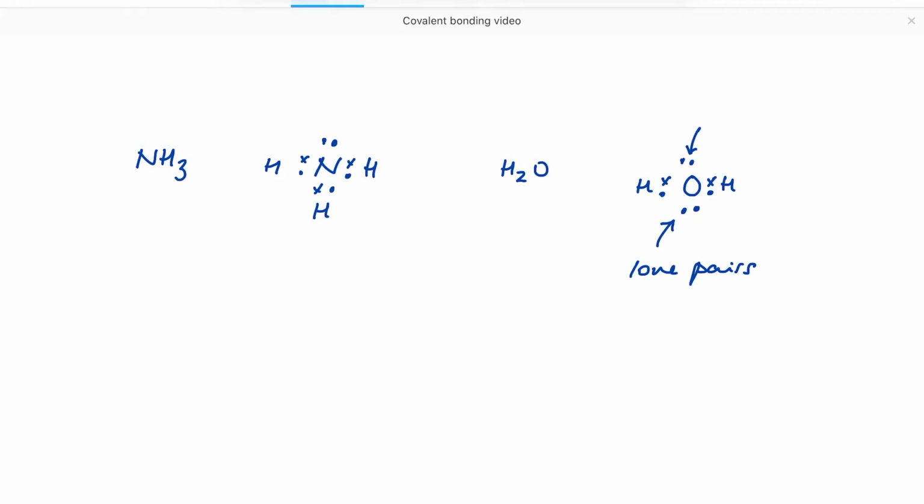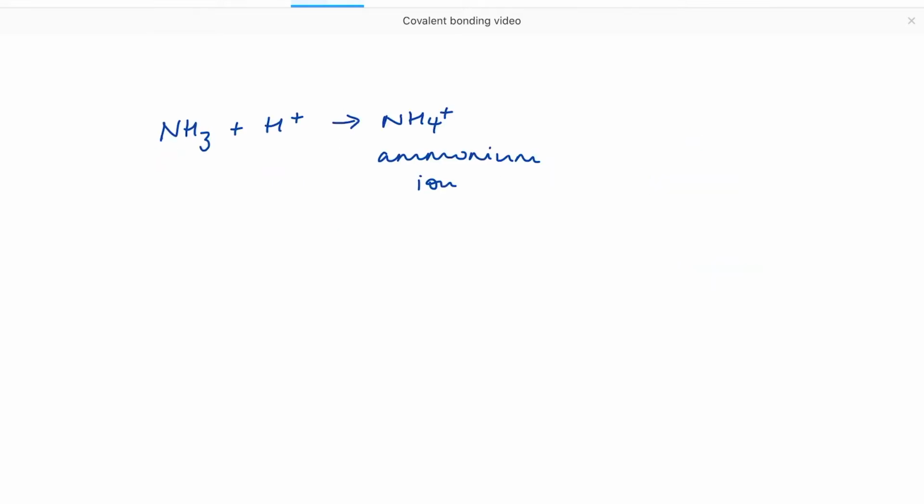And also ammonia, therefore, has 1 lone pair of electrons. And these lone pairs of electrons are particularly useful when these molecules are reacting, and they can be also used to form dative covalent or coordinate bonds to other atoms, molecules or ions. Ammonia has the ability to react with hydrogen ions to form an ammonium ion.